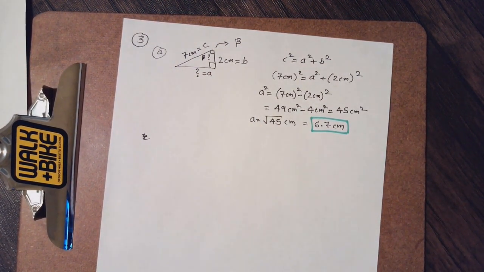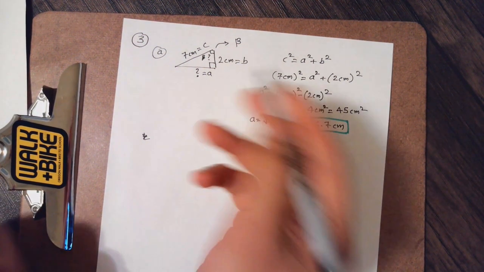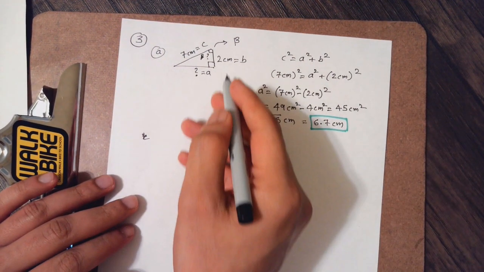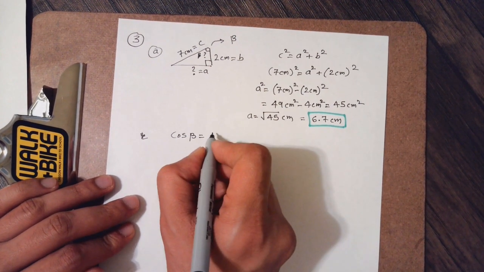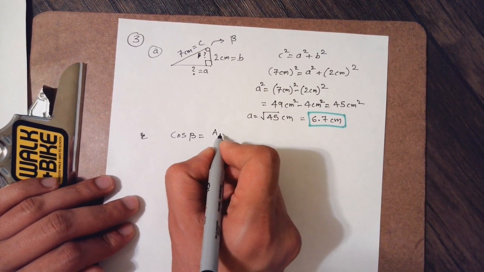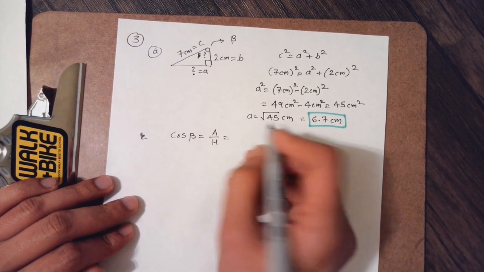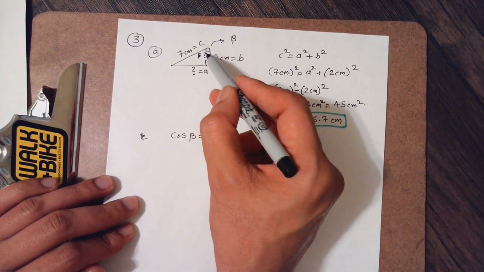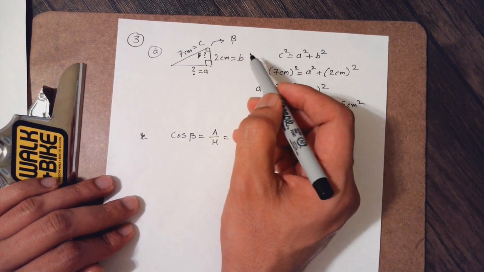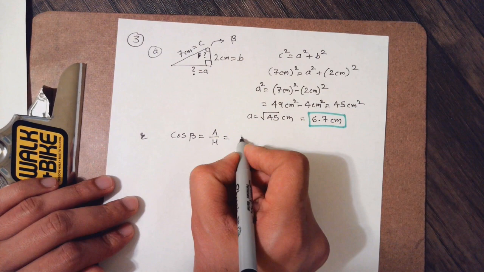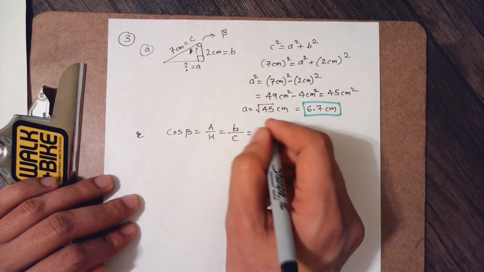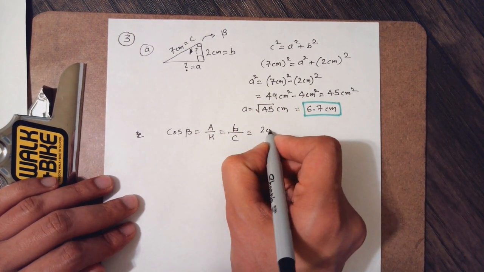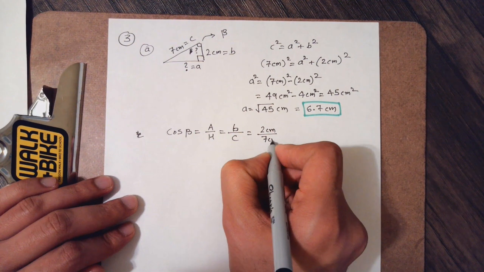So let's try to pick one ratio and use that. Let's say for beta, what do you want to pick? Let's say cosine, okay? So cosine of this angle beta is, cosine is adjacent divided by hypotenuse, right? Which is what? Adjacent of this beta is this, which is 2 centimeters, right? Or B. So this is B divided by hypotenuse is C, which is 2 centimeters divided by 7 centimeters.